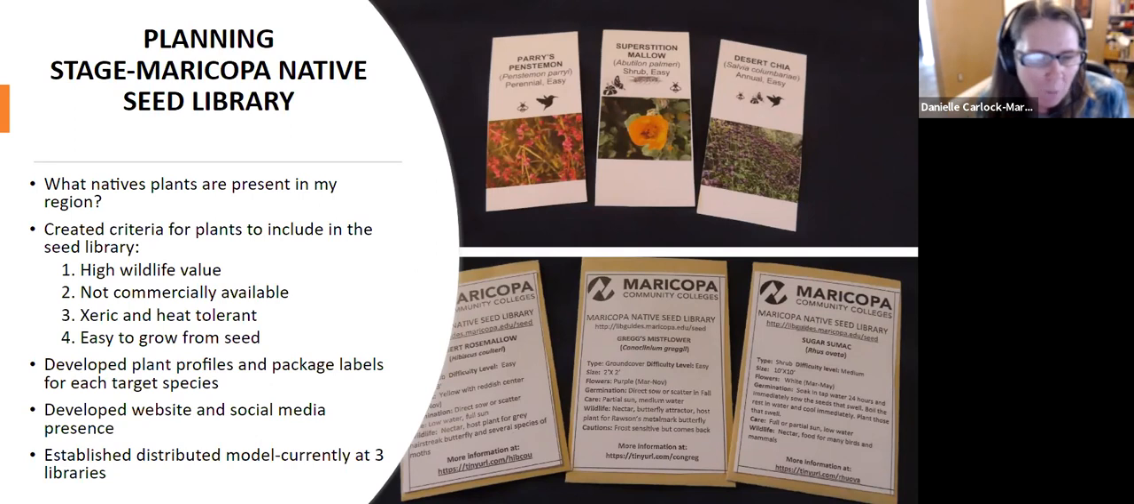Of course, the high wildlife value piece came into play, and I started keeping a spreadsheet where I was looking at various websites to understand the wildlife value of the different species. I was looking specifically at pollinators, so I was looking at high-value nectar plants and larval host plants for butterflies and moths. I was also looking at plants that provided a lot of seed or forage for wildlife.